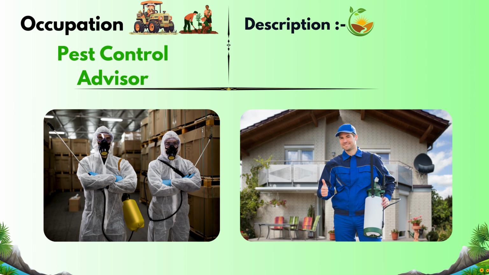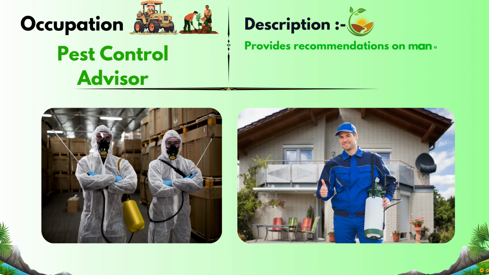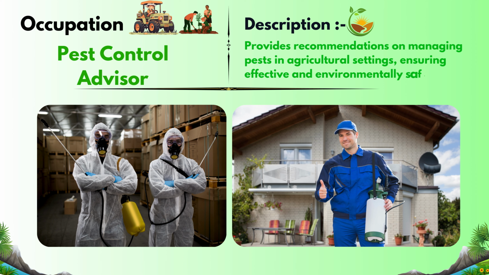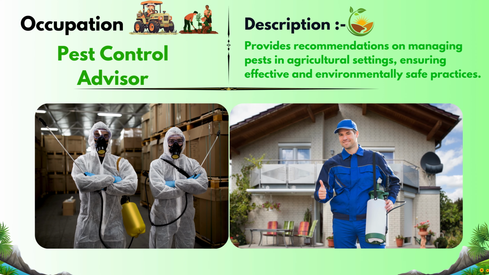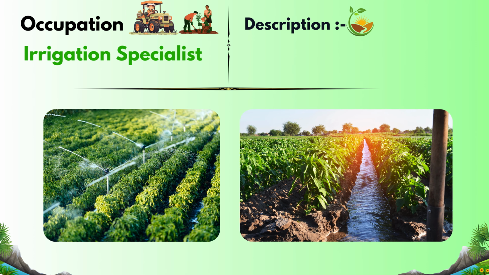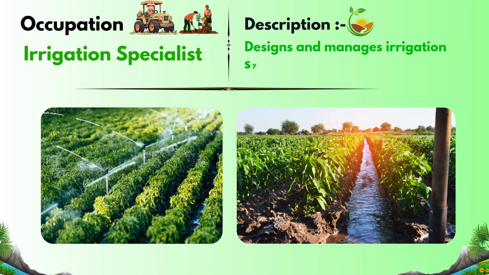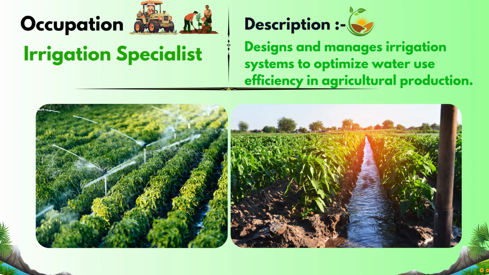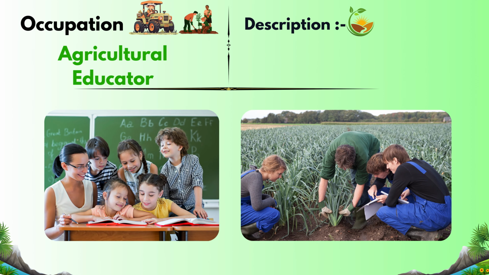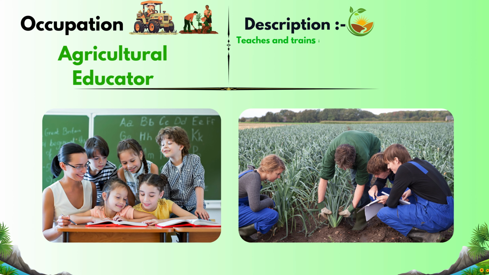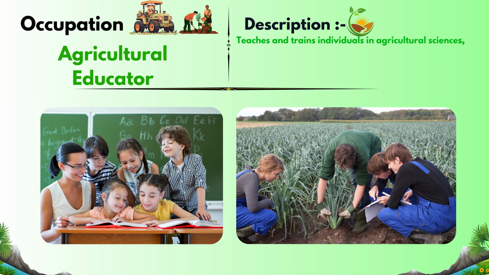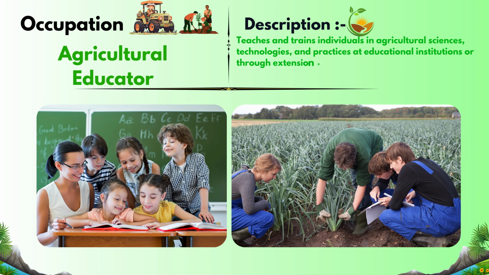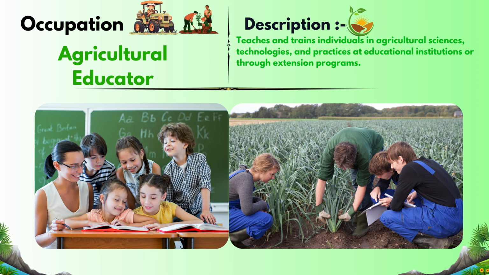Pest control advisor provides recommendations on managing pests in agricultural settings, ensuring effective and environmentally safe practices. Irrigation specialist designs and manages irrigation systems to optimize water use efficiency and agricultural production. Agricultural educator teaches and trains individuals in agricultural sciences, technologies, and practices at educational institutions or through extension programs.